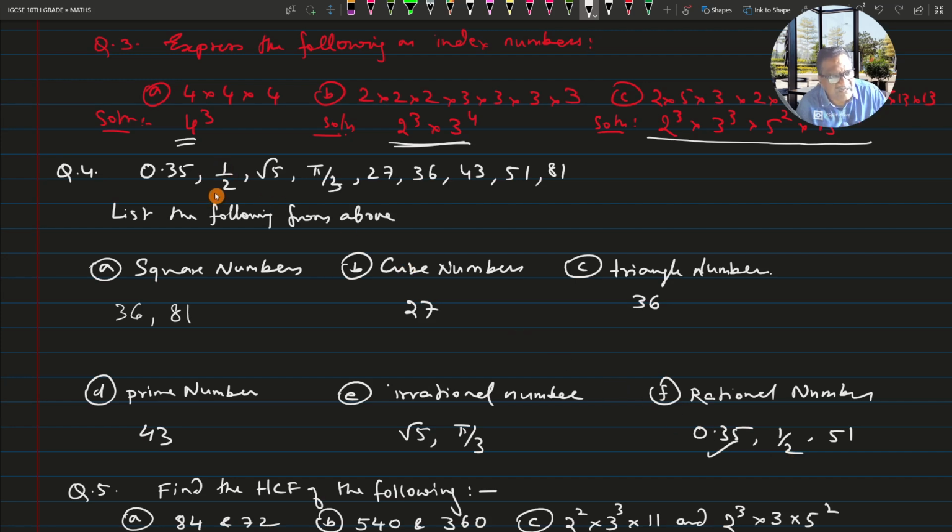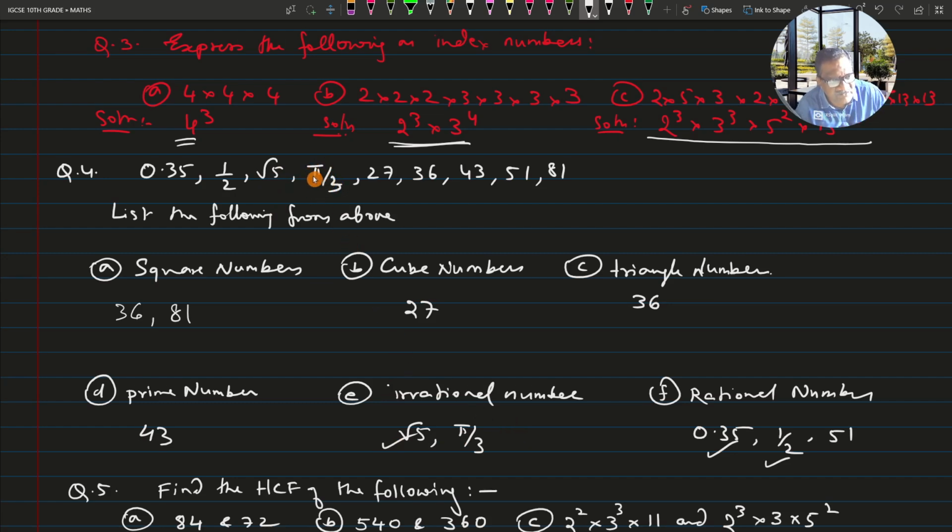1 by 2, again, will come in the rational number column because 1 by 2 is a fraction. Fraction will come in rational number. Root 5 has a square root sign, but inside you can see a number which is not a perfect square. So under a radical sign, if you have a non-perfect square number, then it is an irrational number. So root 5 you will put in the irrational number category.